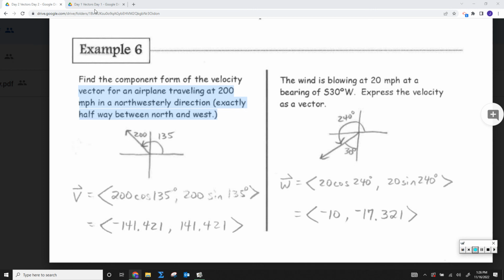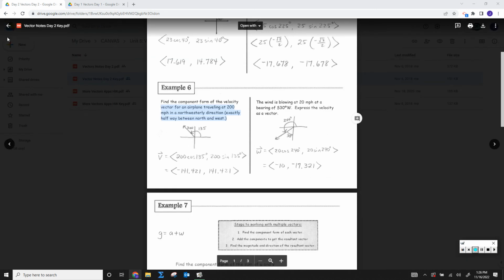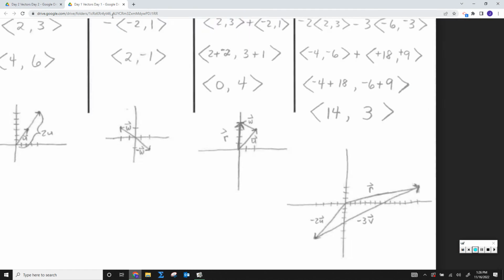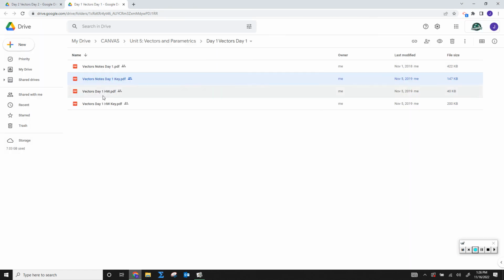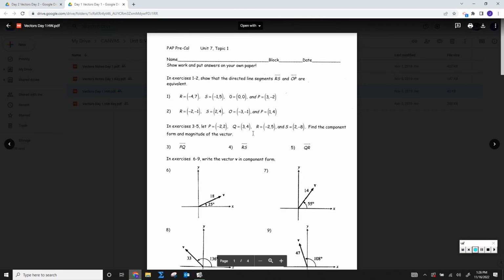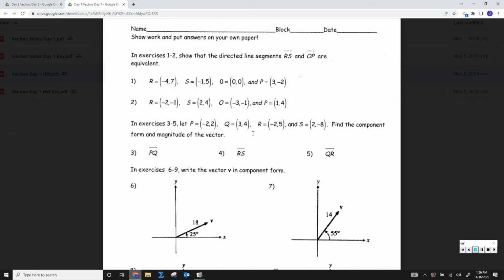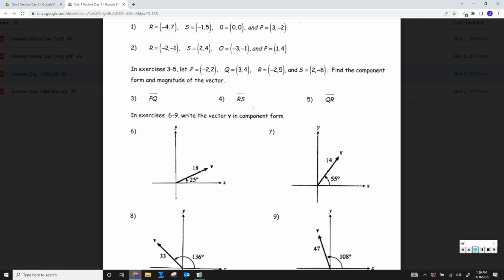Here's your assignment. It's two parts. Day one homework, you'll see it on Canvas. You can go and find it. You do this on your own piece of paper. Many of these are very quick. Here, are they equivalent vectors? Yes or no? You can maybe even do some of those in your head, to be honest. Then you go down here.